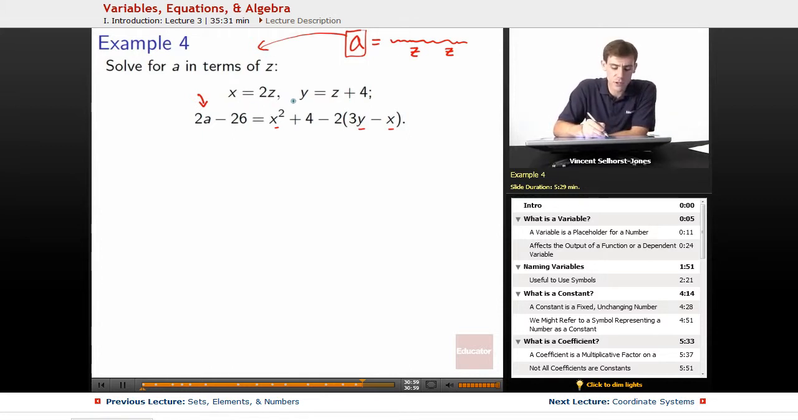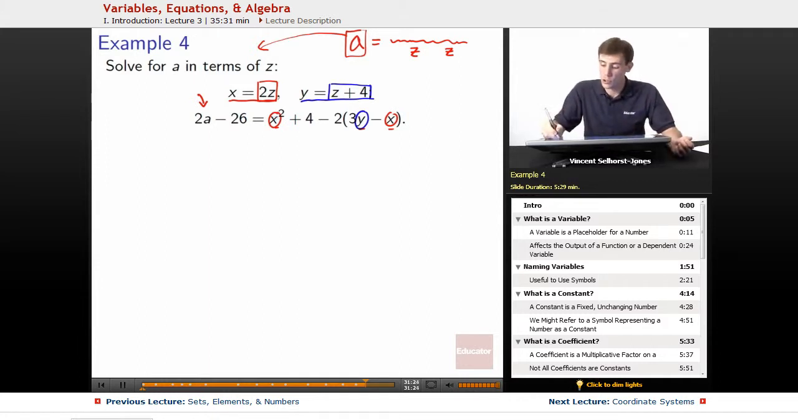So if we know x equals 2z and y equals z plus 4, we need to get that z stuff to show up here, and we need to get rid of the y and get rid of the x. So we'll use substitution. So x equals 2z and y equals z plus 4. So right here we've got a y, here we've got an x, here we've got an x.